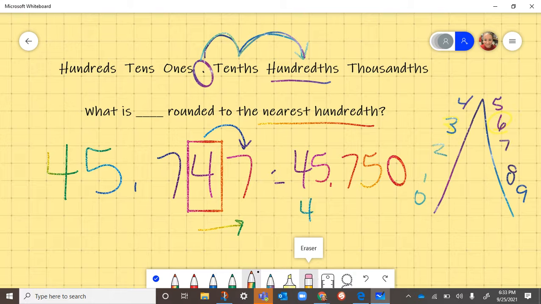Another way you could write this is 45 and 75 hundredths. You can take off that 0. It has no value at the end. It's just saying you don't have any thousandths. So you can say it either way. Same thing, same value. All right, did you get that one right? Here's a smiley if you did, yay.